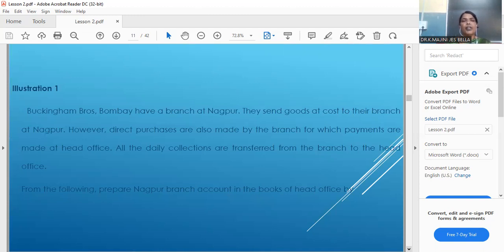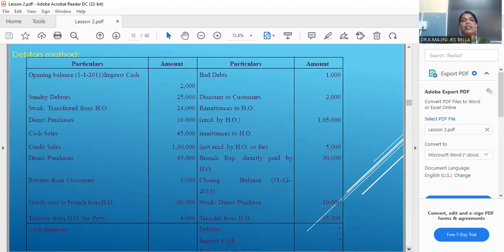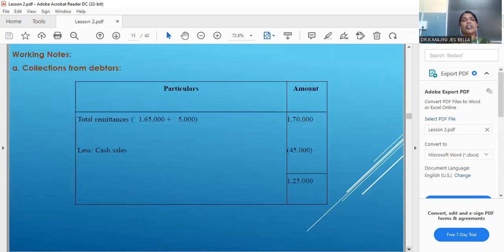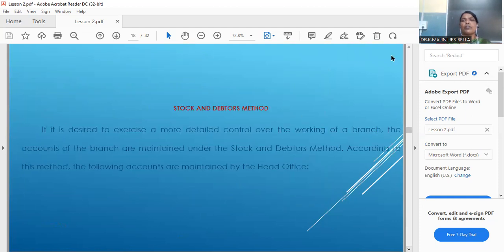Illustration 1. Buckingham Brothers, Bombay have a branch at Nagpur. They send goods at cost to their branch at Nagpur. However, direct purchases are also made by the branch, for which payments are made at head office. All the daily collections are transferred from the branch to the head office. From the following, prepare the Nagpur branch account in the books of head office by the debtors method. In the debtors method only we are going to prepare the sum. Okay. So next I just want to read out the whole question.